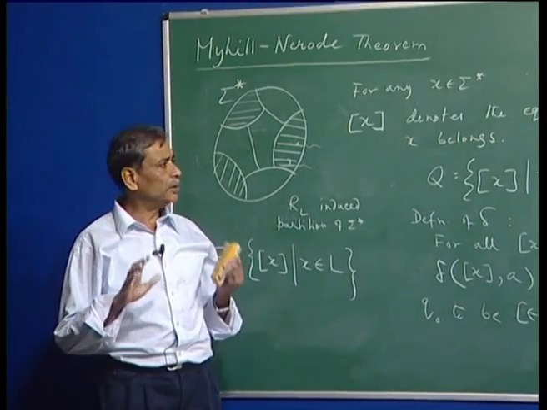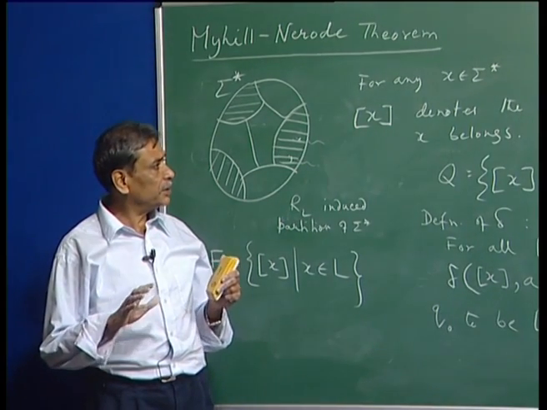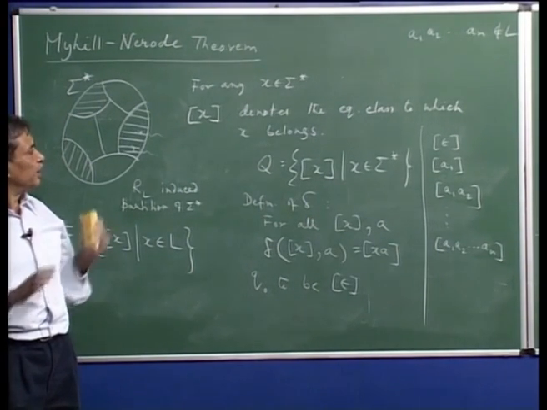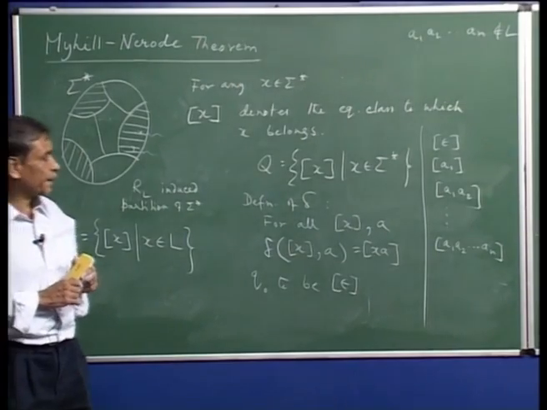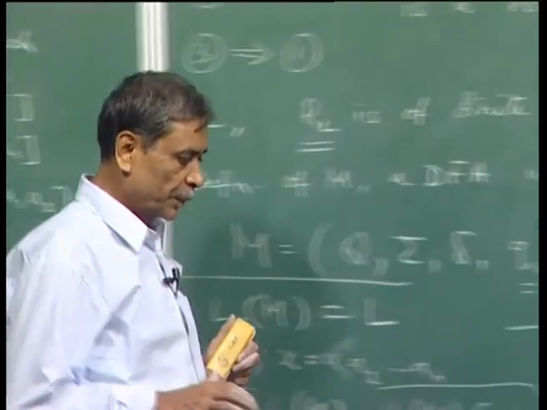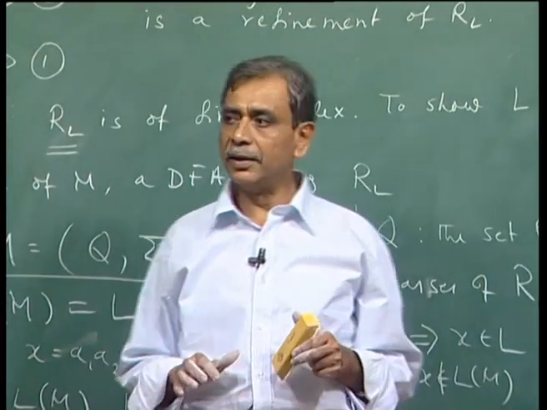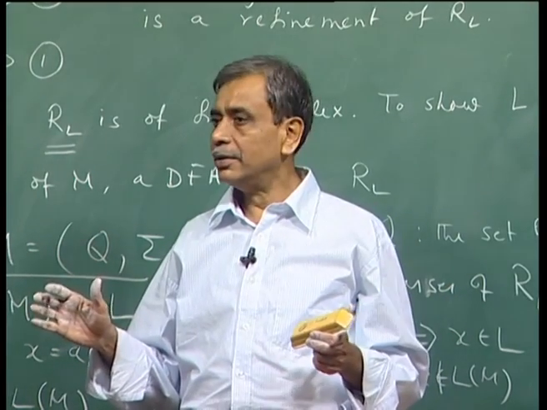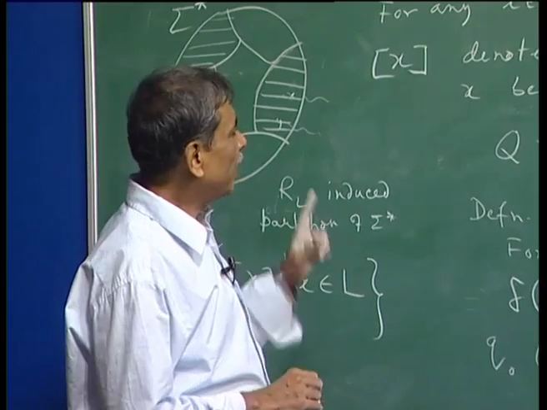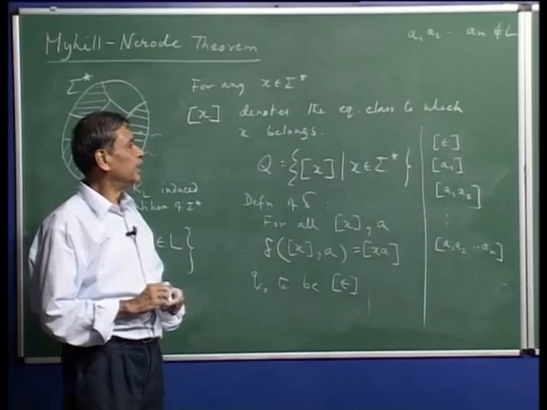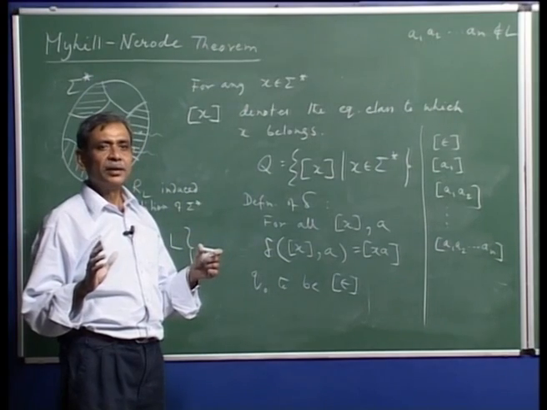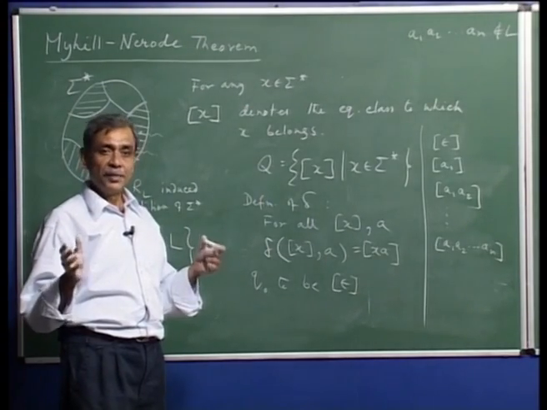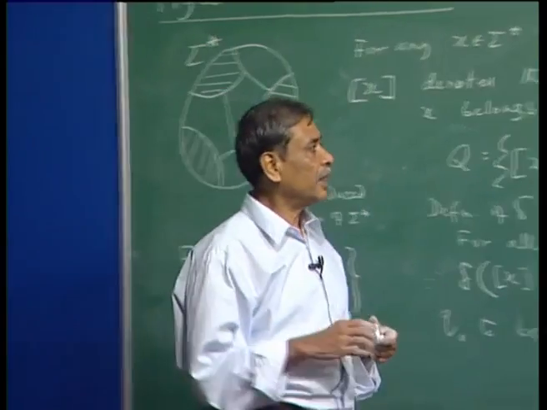And one of the very important things this theorem tells me is the notion of minimization of states. Let us see why so. The Myhill-Nerode theorem tells me what the minimized automaton, the minimized DFA, will be for a regular language L.